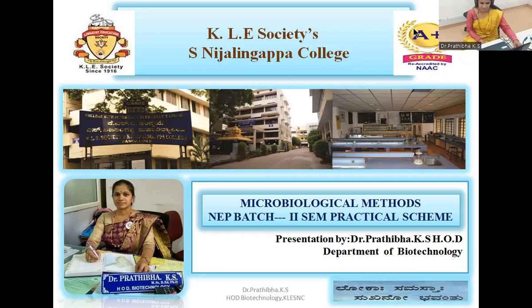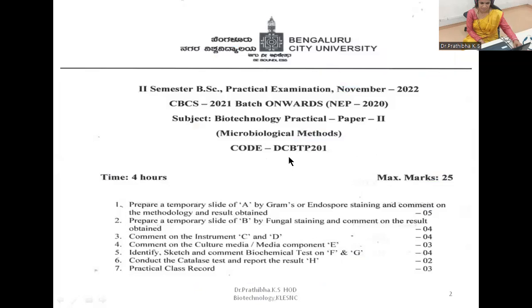Today, in this lecture talk, I'm discussing with you microbiological methods, NEP batch second semester practical scheme. All right, let us go through the B.Sc second semester practical examination, November 2022, microbiological methods, second semester practical scheme. And this is the CBCS 2021 batch onwards scheme. Subject: Biotechnology Practical Paper 2, and the code is DCBTP201. Time 4 hours. Maximum marks 25.